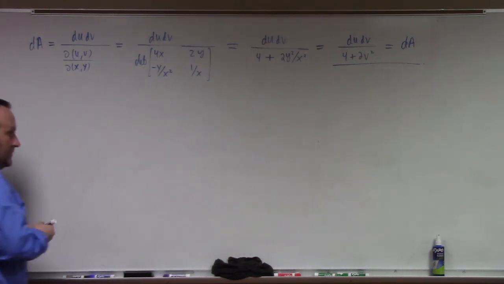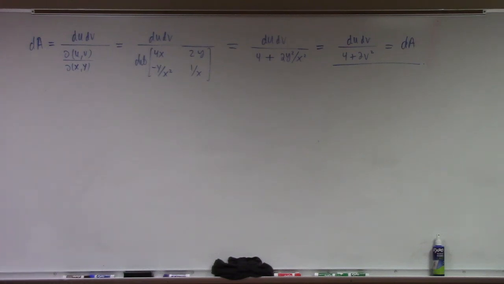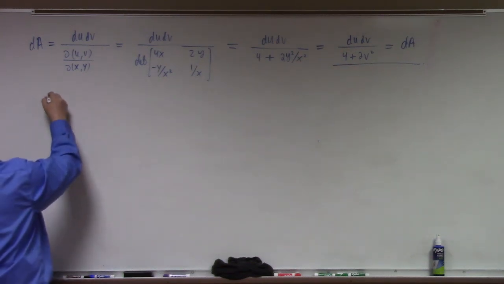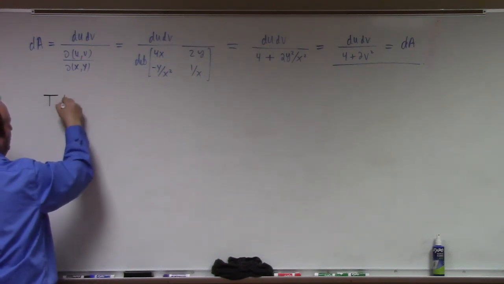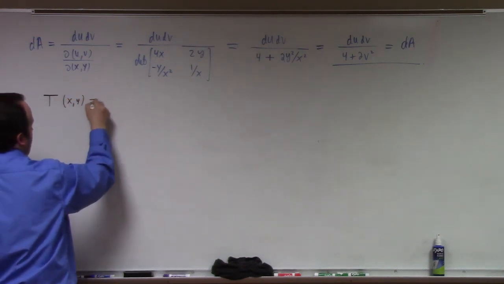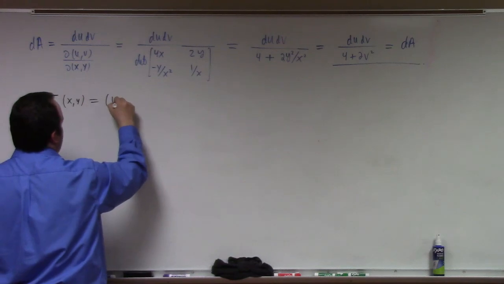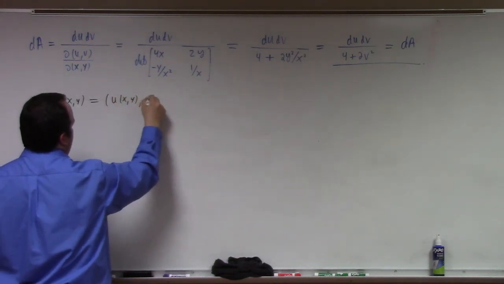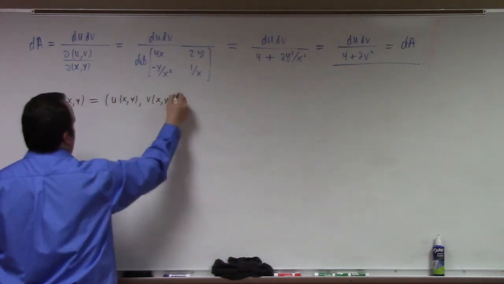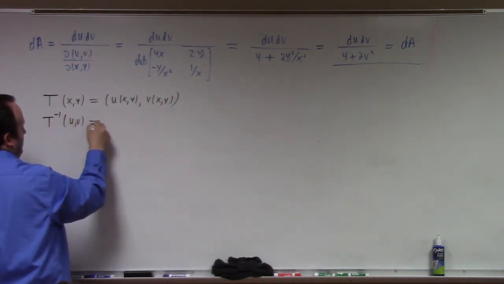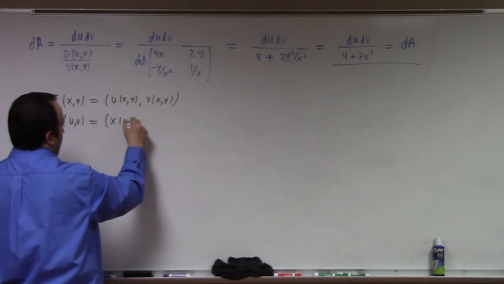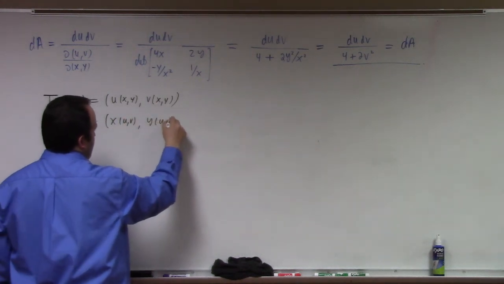So the reason this makes sense is just a little bit of linear algebra. Essentially, we have T of (x,y) equal to (u of (x,y), v of (x,y)), and we have the inverse transformation, which is (x of (u,v), y of (u,v)), like that.